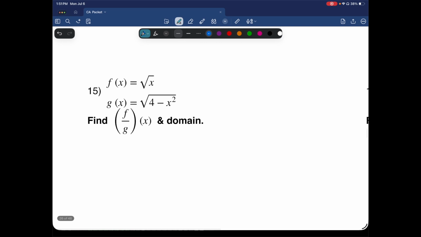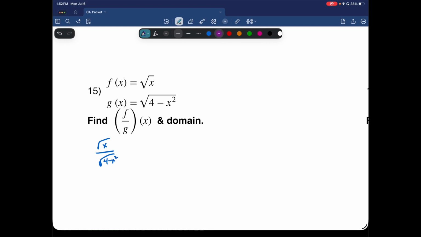Number 15. All right, so when you're dividing, there's not a whole lot you can do except find the domain. So I just put one over the other, so I got square root of x over square root of 4 minus x squared. And I want to know what the domain is. All right, there's not much I can do there.